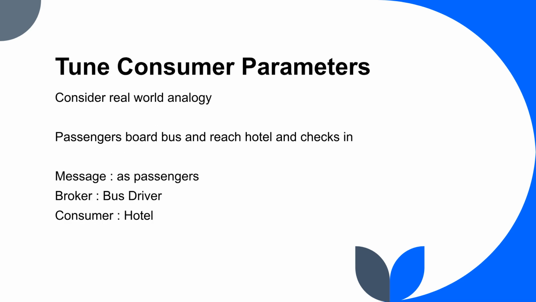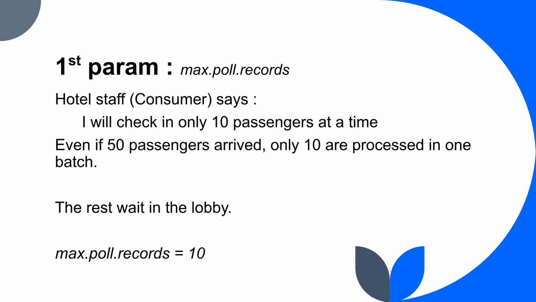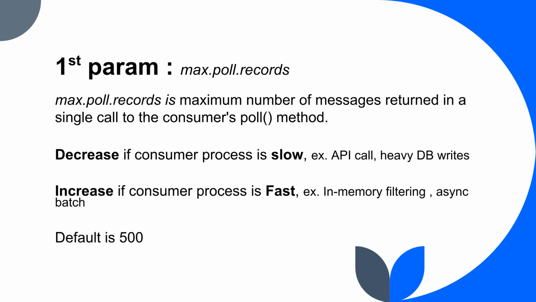Tuning consumer parameters is another critical step. Think of a real-world analogy. Messages are passengers, the broker is the bus driver, and the consumer is the hotel. The first parameter is max.poll.records. This limits the number of messages processed in one batch. For the analogy, the hotel staff says, I will check in only 10 passengers at a time. Even if 50 passengers arrived, only 10 are processed in one batch. The rest wait in the lobby.